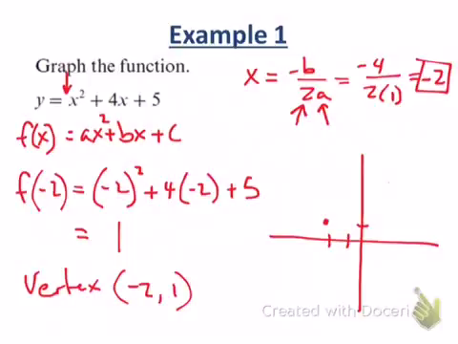It opens up. I need another point. 5, 7. All right, let's find the y-intercept. The y-intercept is where x equals 0. If I plug zeros in for x here, what do I get? I get a 0 there, I get a 0 there, and I'm left over with a 5. So my y-intercept is at 0, 5.